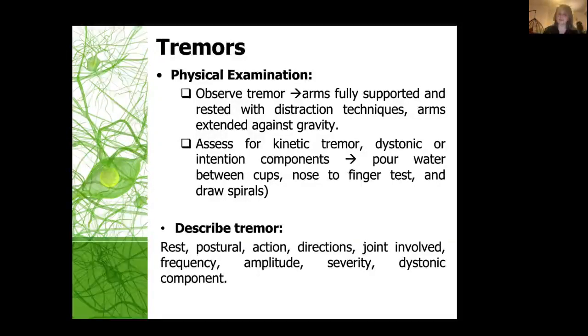So was it only at rest? Was it posture related? Was it action related? Were there any joints involved? What is the frequency of this tremor? And what is the amplitude? So is it something that is very high amplitude and you can see, or is it something quite subtle? How severe is it? Is it always there all the time, for example? Does it impair them from doing their everyday activities? Is there any dystonic component to it? All of these things in history and physical are very, very important because they can lead you to the diagnosis most likely without doing anything else.